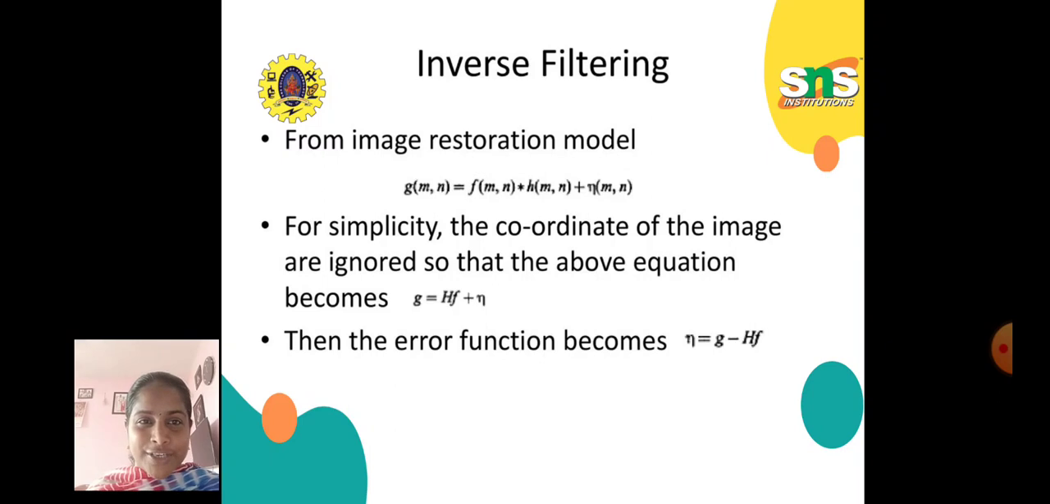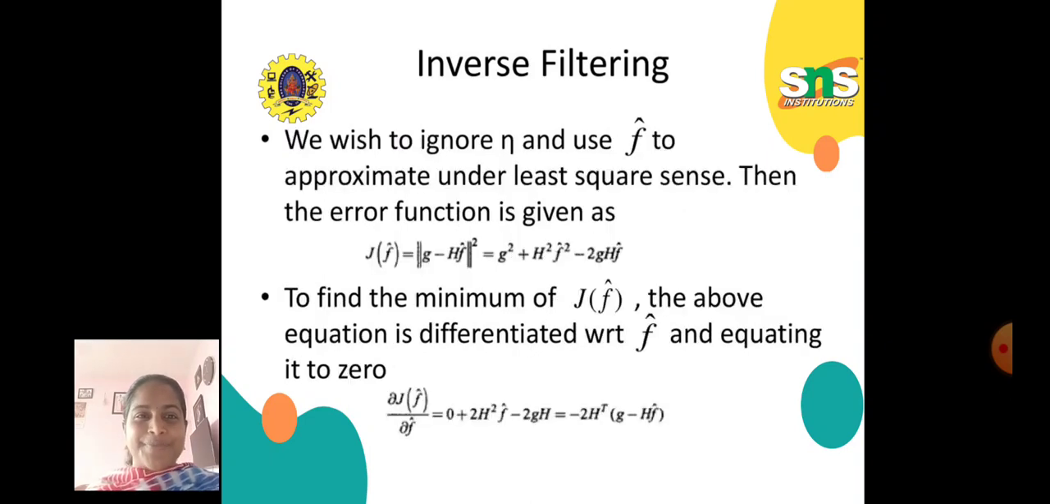See here, from the image restoration model, we can write G equal to HF plus eta. Then the error function becomes eta equal to G minus HF. If we wish to ignore eta and use f cap to approximate in the least square sense, then the error function is given as J of f cap, which is equal to the norm of G minus H f cap squared. It is equal to G square plus H square f cap square minus 2 G H f cap. To find the minimum of J of f cap, the above equation is differentiated with respect to f cap and equated to 0.